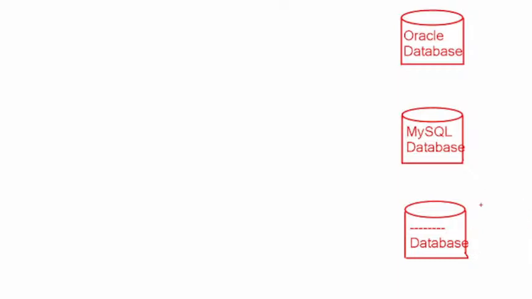There are many databases. If you type in Google a list of databases, hundreds of databases come. But worldwide, the number one database is Oracle. Oracle is the top-rated database. It is more secure as compared to other databases. Now, for every one of these databases, a separate ODBC driver was there.